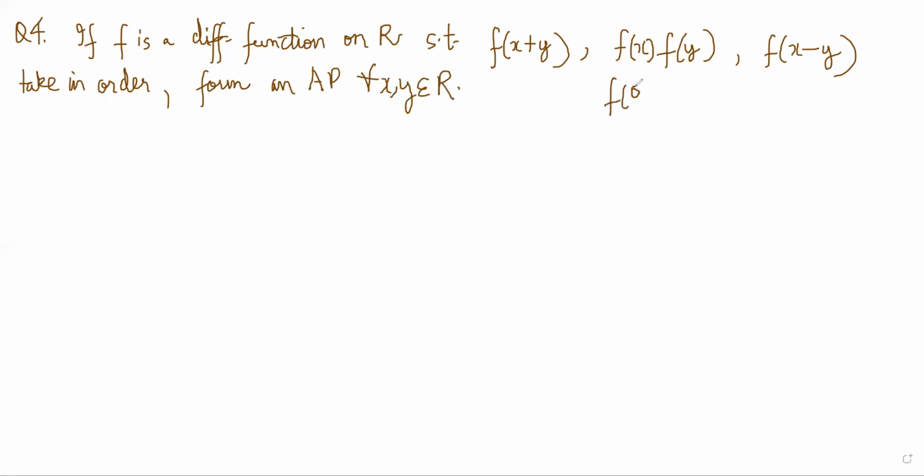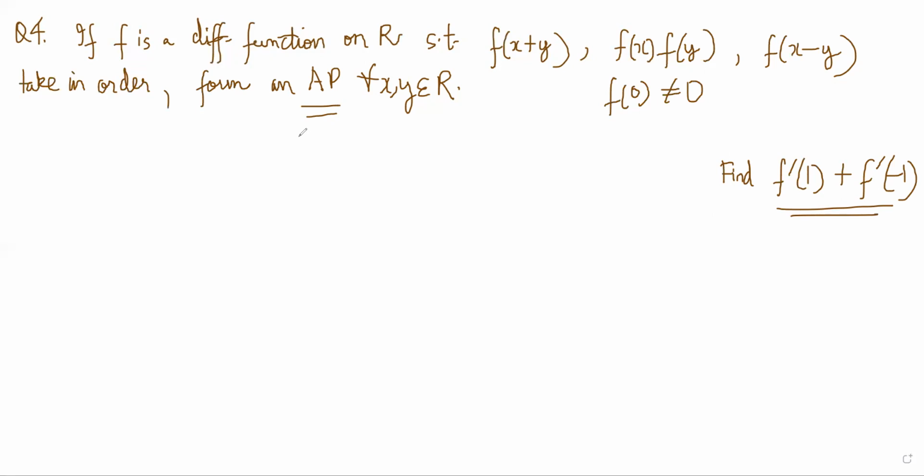And we are also given that f of 0 is not equal to 0, right? Now we are supposed to find the value of f dash 1 plus f dash minus 1. This is the question. The question is framed very weirdly because you're trying to mix calculus and algebra here. We know what an AP is.